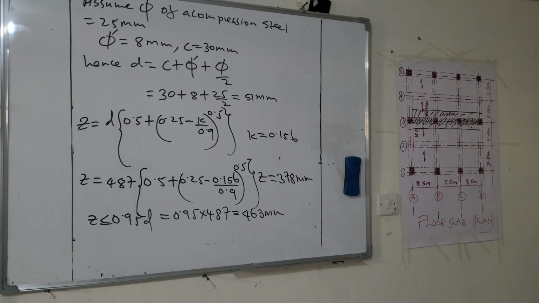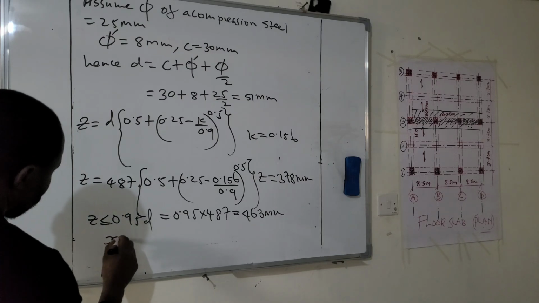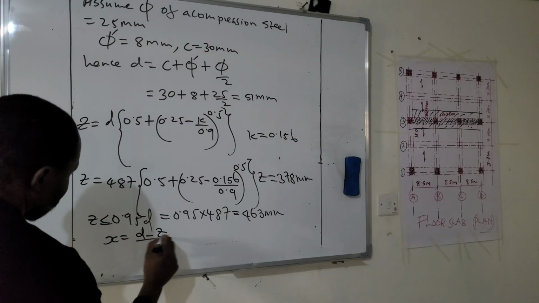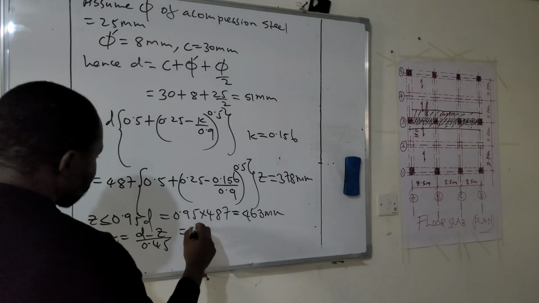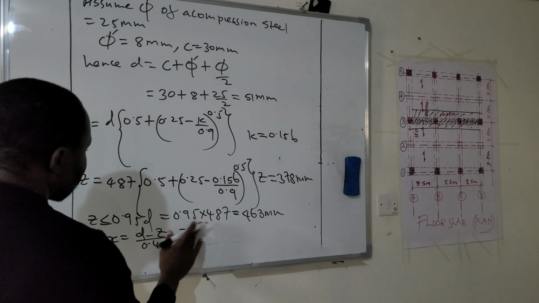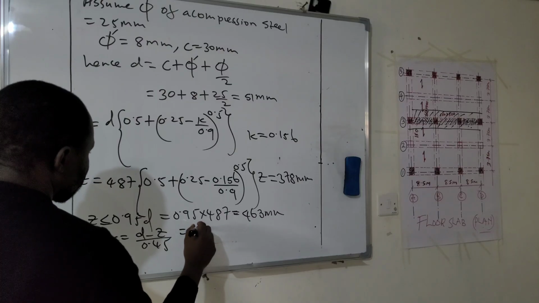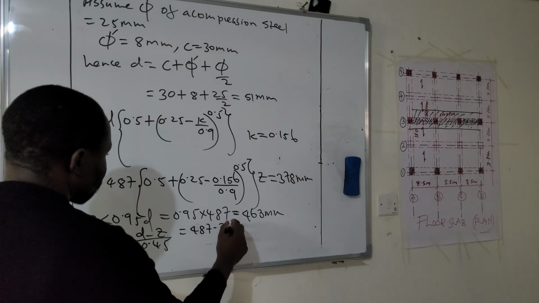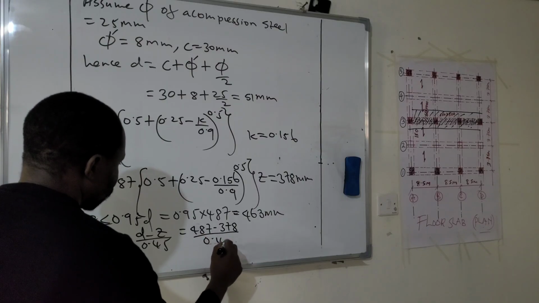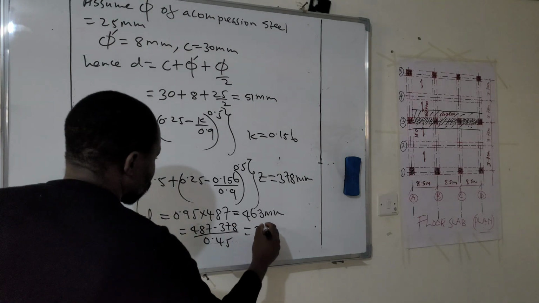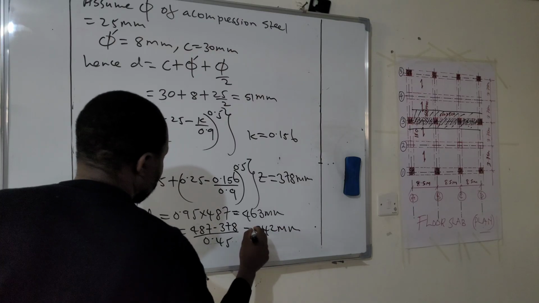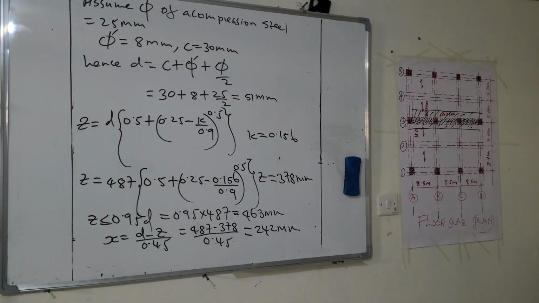Then, after calculating Z, we now proceed to X. So X is equal to D minus Z over 0.45. So this one is equal to, D is 487, minus 378, over 0.45, which is equal to 242 millimeter.